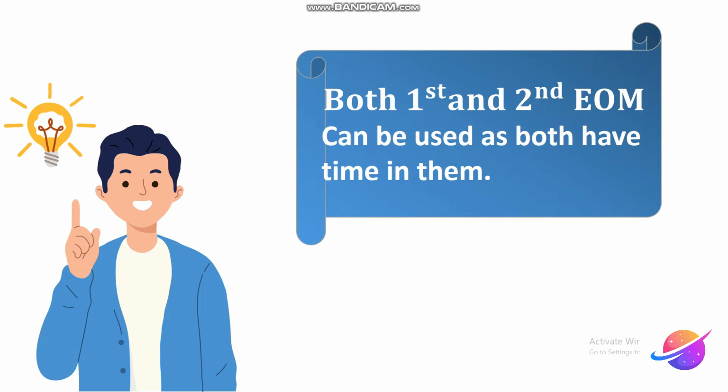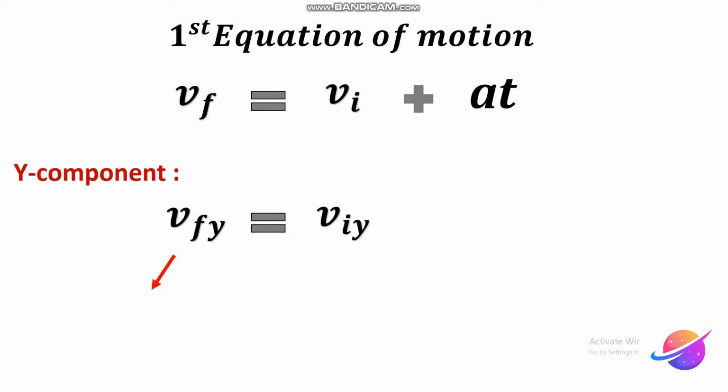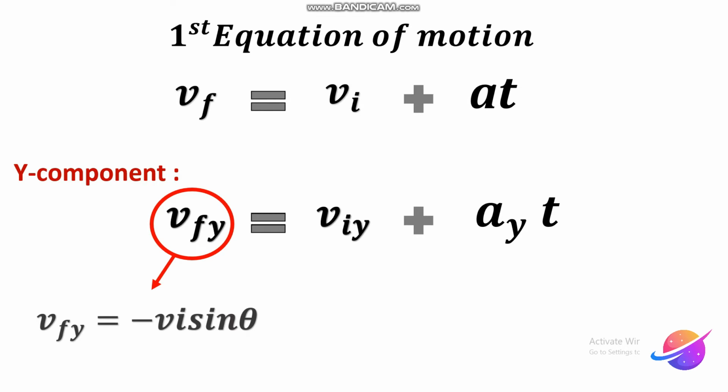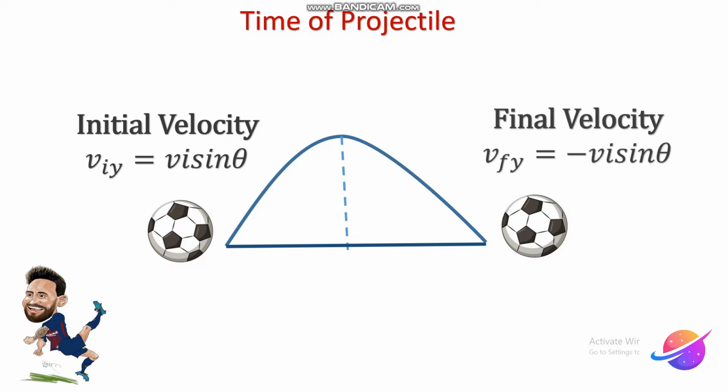So by the first equation of motion, Vf is equal to Vi plus at. And what is Vf here? Vf is equal to minus Viy. Why is it so? We previously discussed that the final velocity is equal to the initial velocity in magnitude. As both are in opposite directions, we take a negative sign with it.